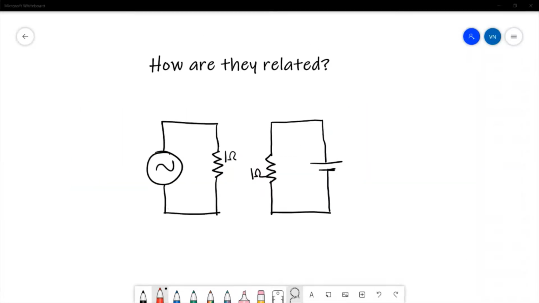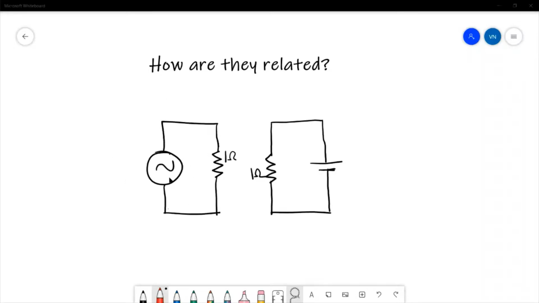So the next question is usually, how are they related? Well, we know that they're related by some multiplication factor, which is root 2, but why is it root 2? What's the thing that connects an RMS voltage to a DC voltage? And the answer to that is the ability to generate power in a resistive load.